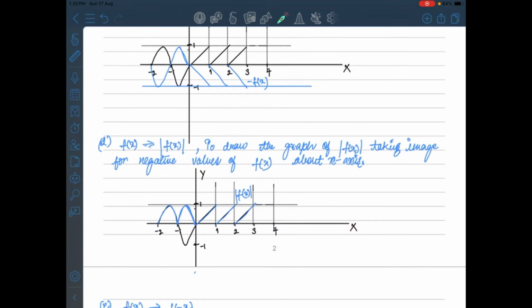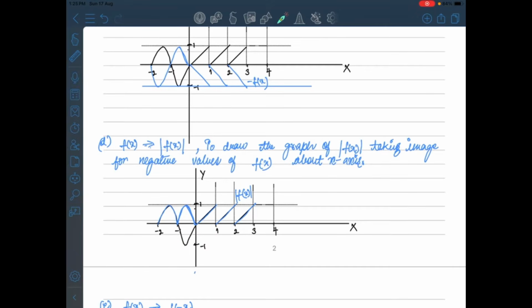Now what happens? For example, over here, let us just assume this is minus 0.5. At f of minus 0.5, it is taking minus 1. But now when you do mod f of minus 0.5, it becomes mod of minus 1, so it will basically become 1. So in this case, whatever is below the x-axis, whatever is below the graph, you have to take the mirror image and flip it up.